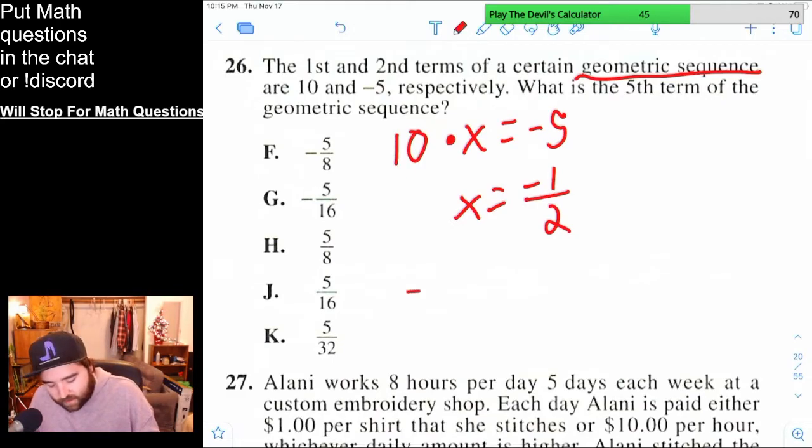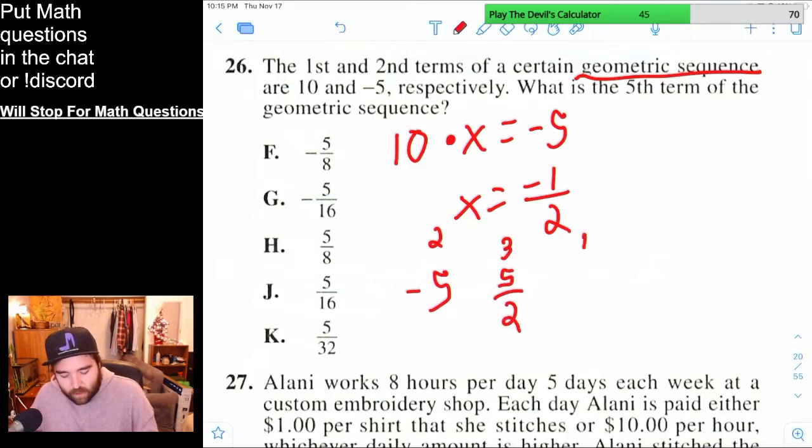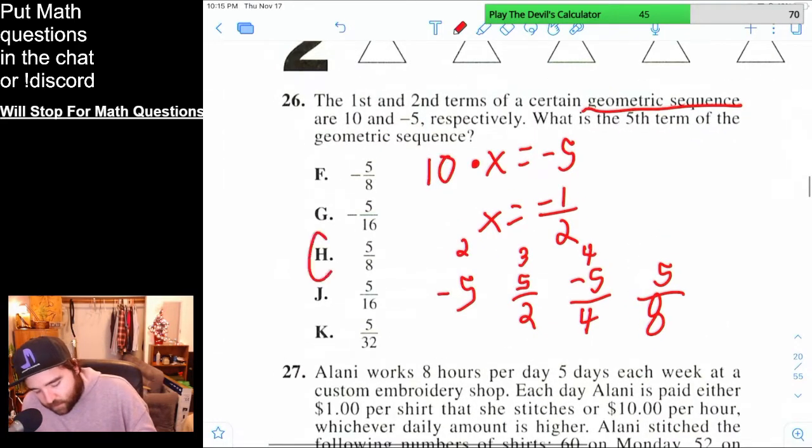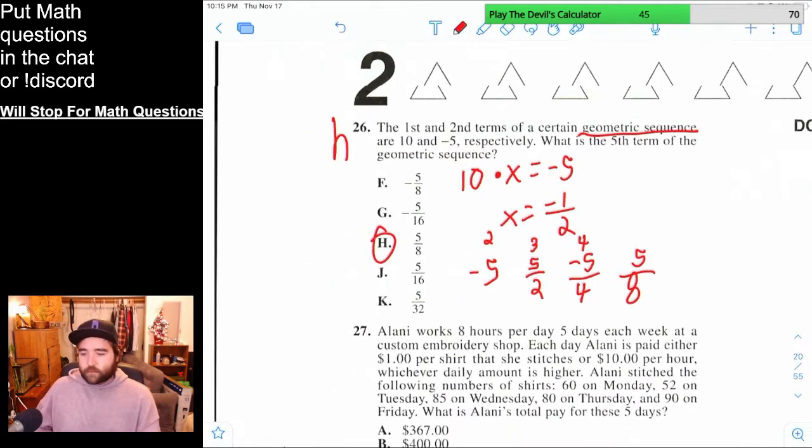I would say this is our second term. So if we multiply by -1/2, for the third term, that's +5/2. The fourth term is -5/4, because we're just multiplying by a half. And we do it again, it's positive again, and we multiply by another half. So it's +5/8.